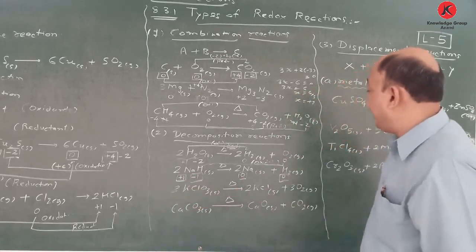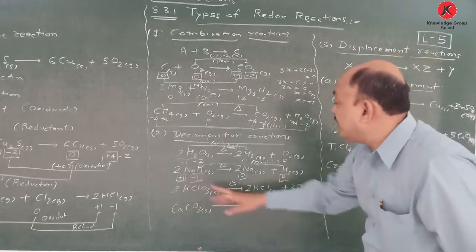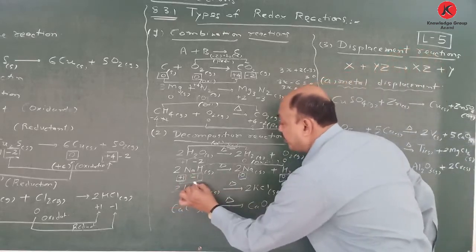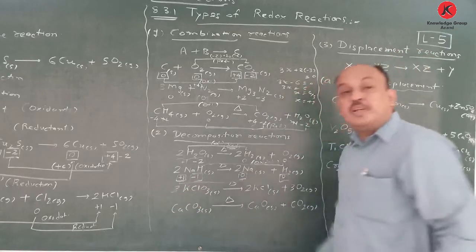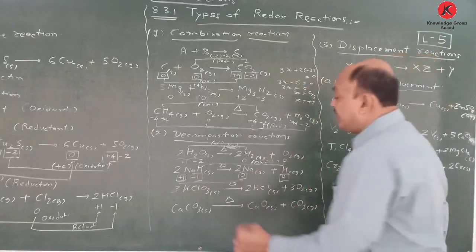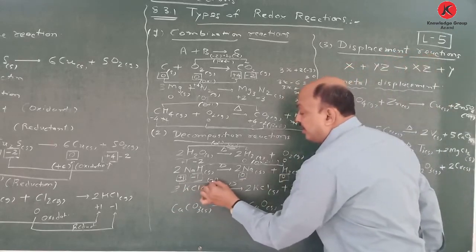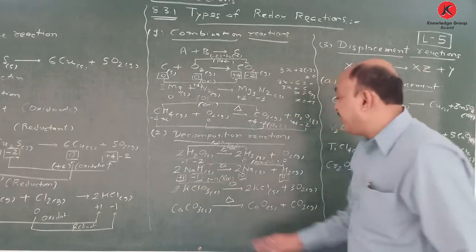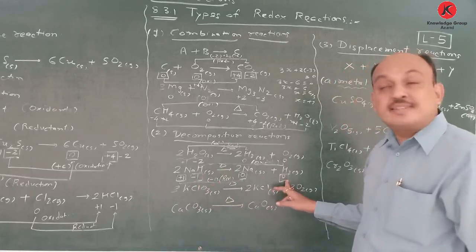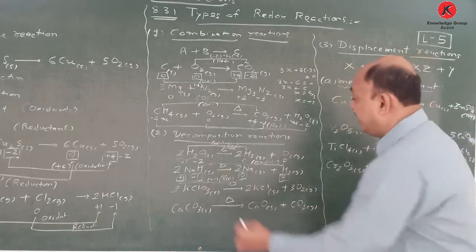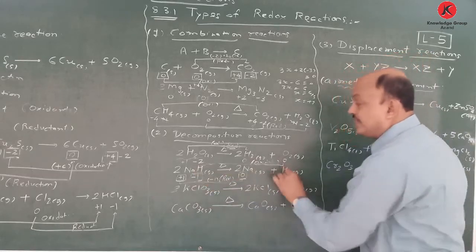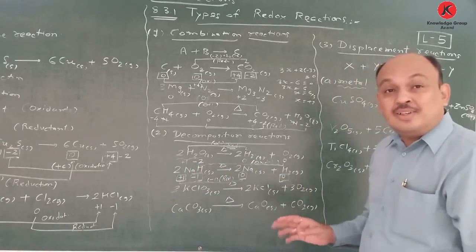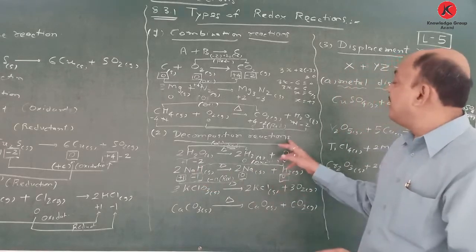Plus 1 to 0 means what? Plus 1 to 0 indicates reduction. This is nothing but reduction reaction. And minus 1 to 0 is considered as oxidation. So therefore it is considered as decomposition reaction.